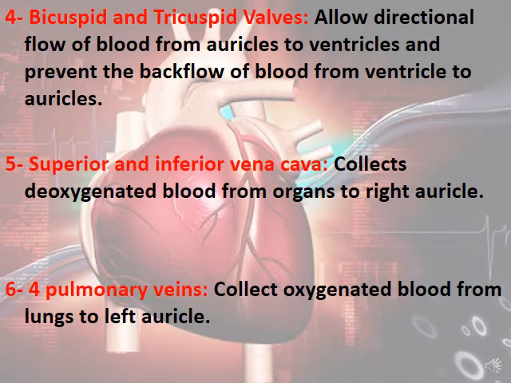So here, the bicuspid and tricuspid valves allow the directional flow of blood, meaning that it moves from the auricles to the ventricles and prevents the backflow from the ventricles to the auricles.